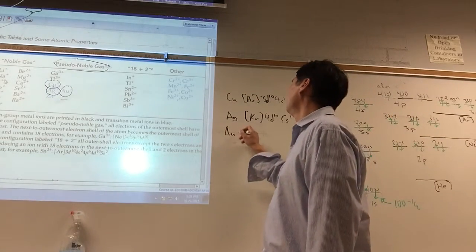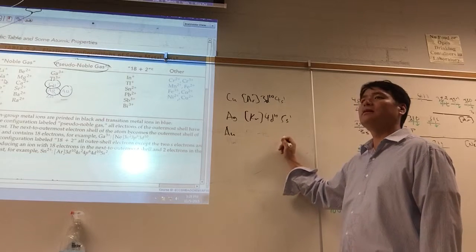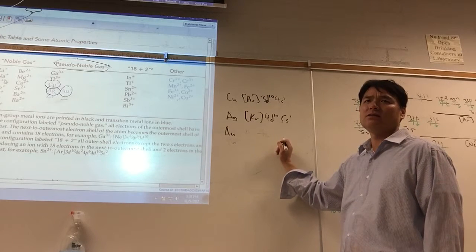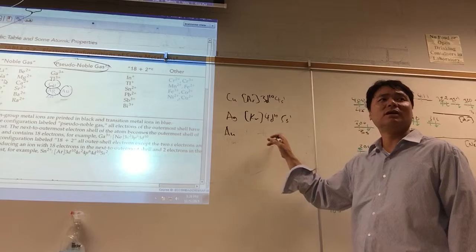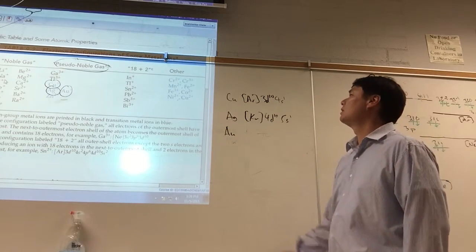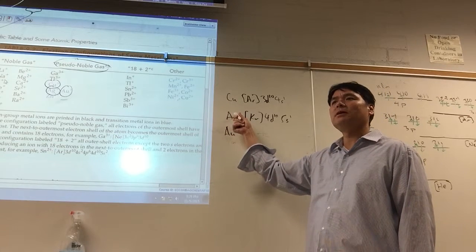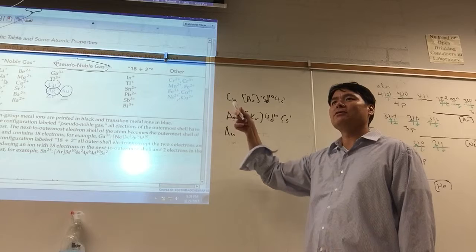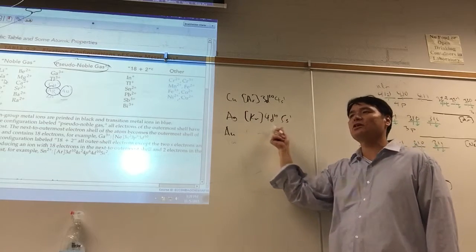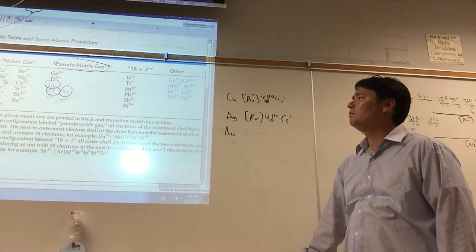Gold, the common charges for gold are +1 for sure, and also +3. And so gold is a little bit more tricky, but that +3 charge is stabilized in a different fashion. But +1 are common charges, so this is why we call this pseudo-group 1, because it's like the alkali metals. All the alkali metals have one valence electron, all these have one valence electron as well. But these are a little bit more complicated.